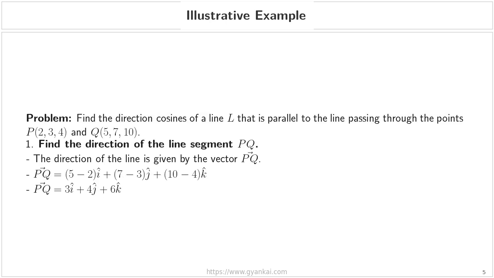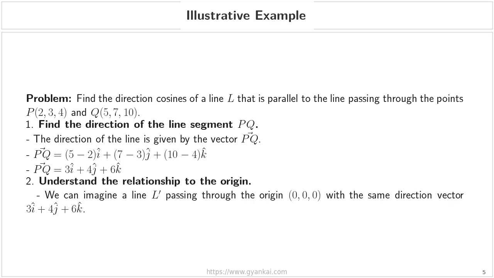First, we need to find the direction of the line segment PQ. To do this, we calculate the vector PQ. We find this by subtracting the coordinates of the starting point P from the coordinates of the ending point Q. So, for the x component, it is 5 minus 2. For the y component, it is 7 minus 3. And for the z component, it is 10 minus 4. This gives us a direction vector of 3i hat plus 4j hat plus 6k hat.